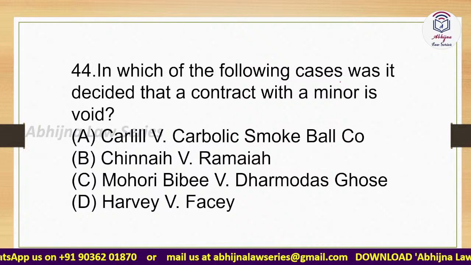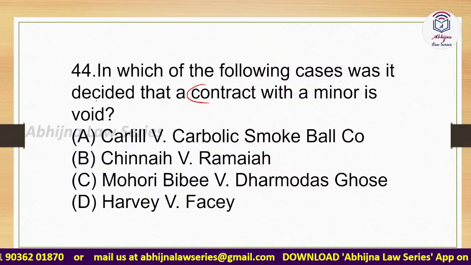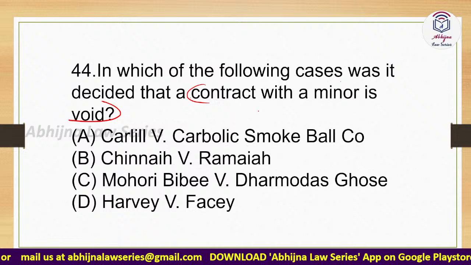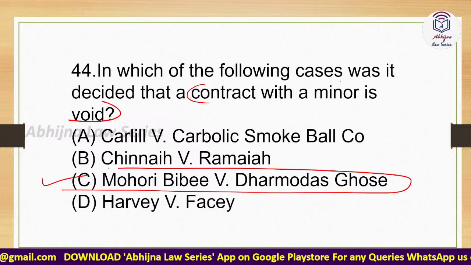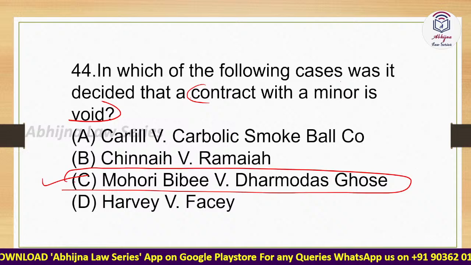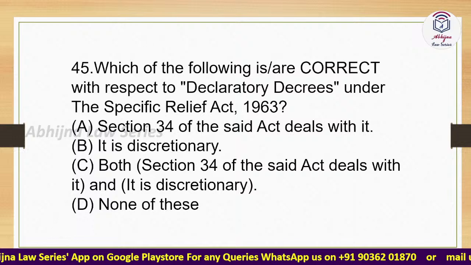In which of the following cases was it decided that a contract with a minor is void? A very famous case, Mohori Bibee versus Dharmodas Ghose. In this case, it was said that a contract with a minor is void.